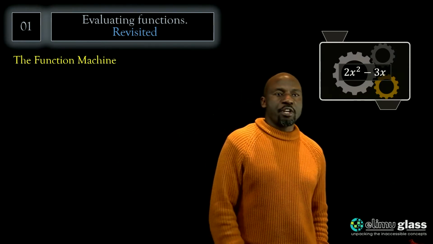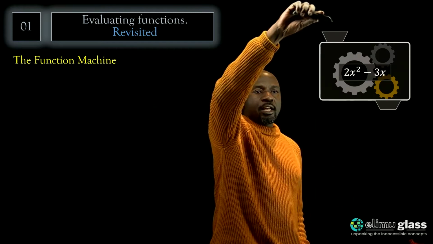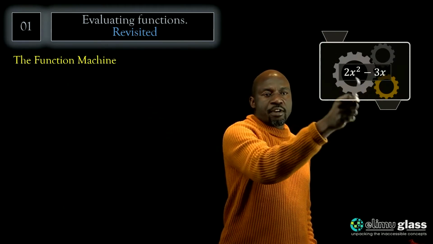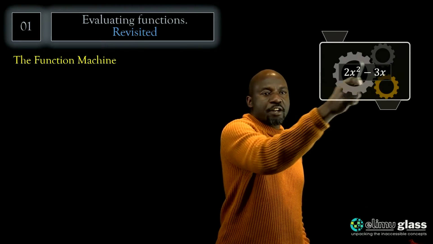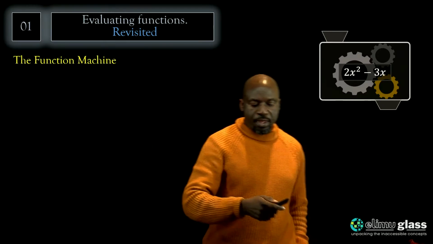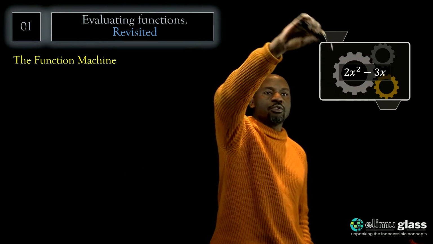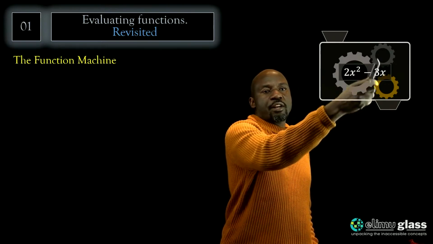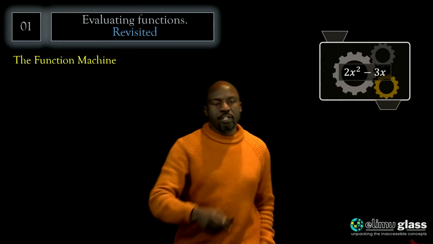It's a function machine because we feed in numbers inside there, and because of the rule for the function, which is basically the function itself, we come up with something on the output. For some input, a number we put in here, we'll get something on the output depending on what the rule is for this particular machine.